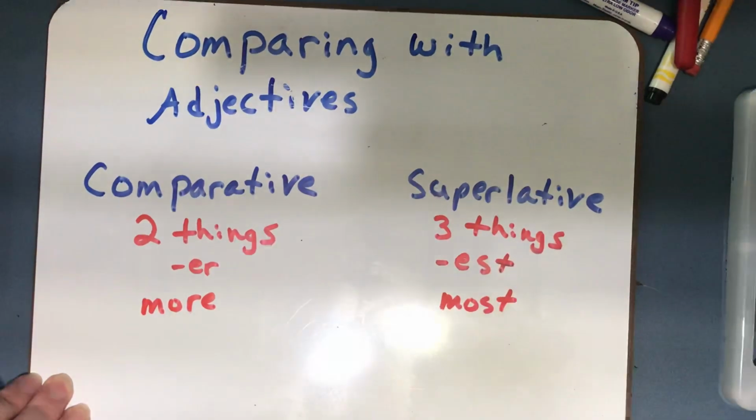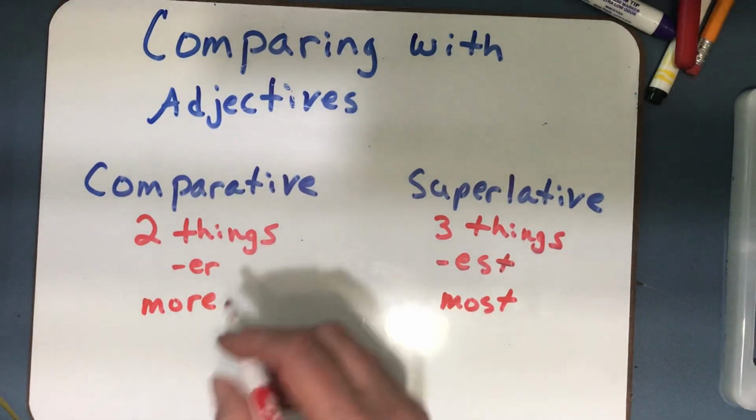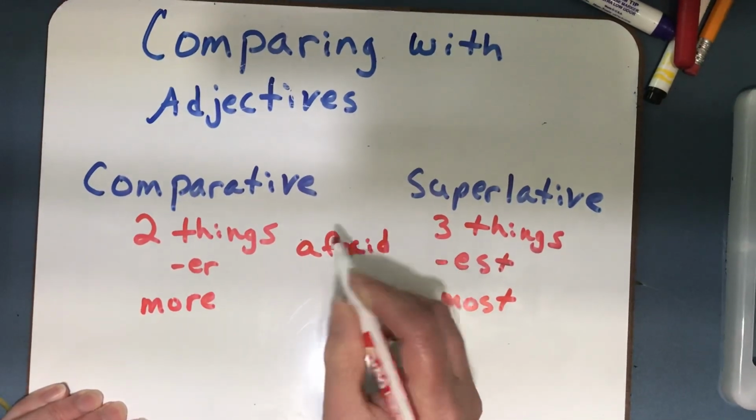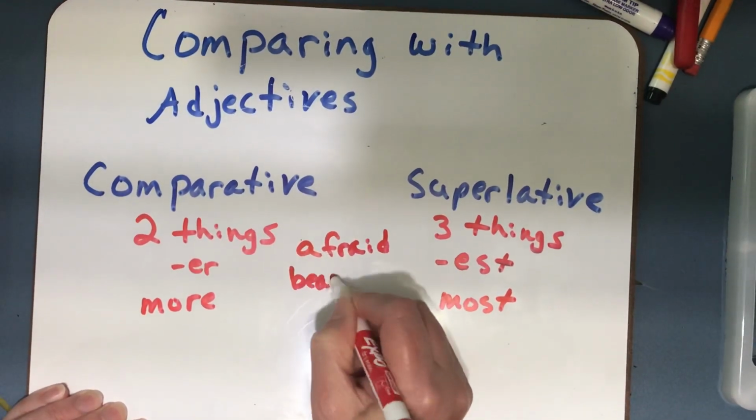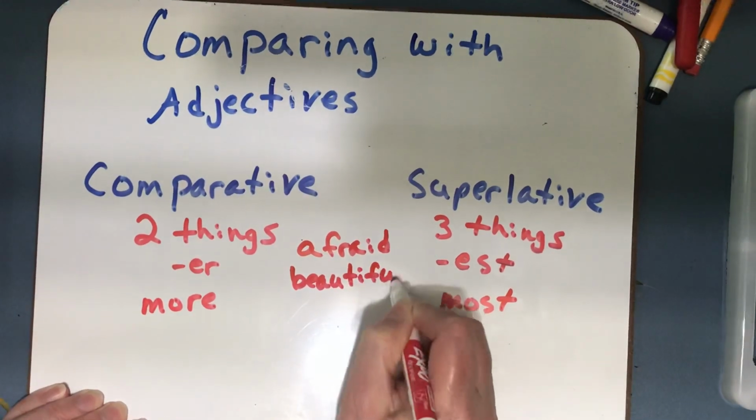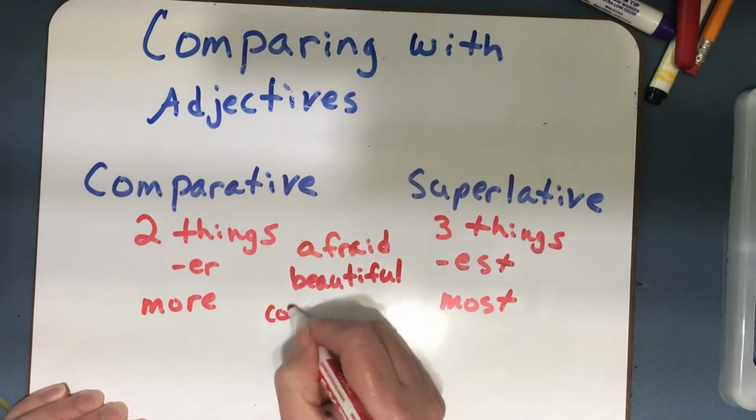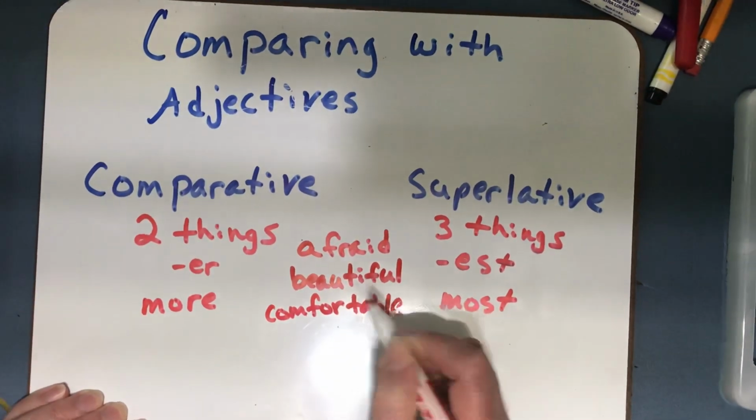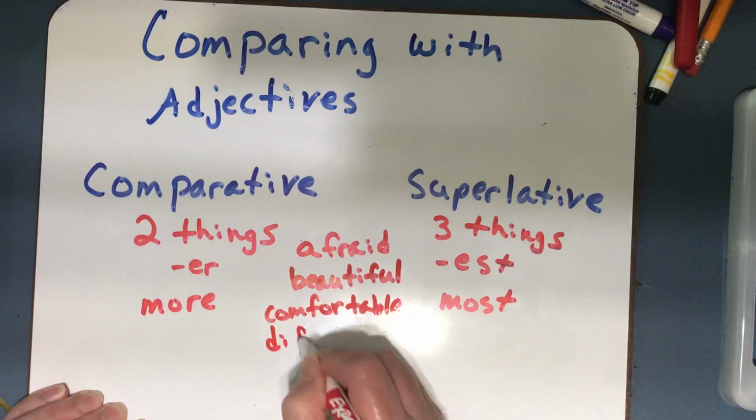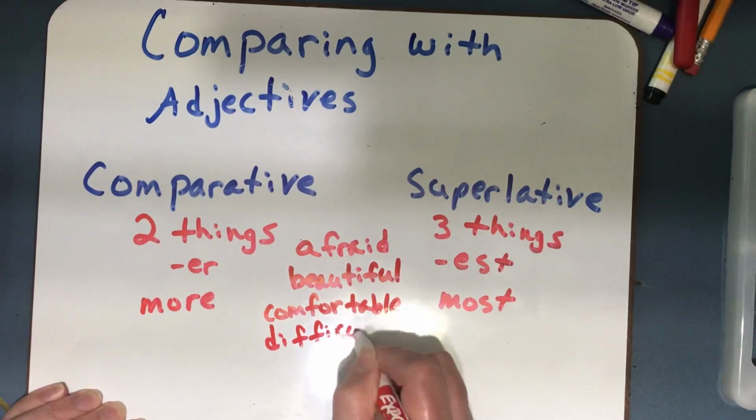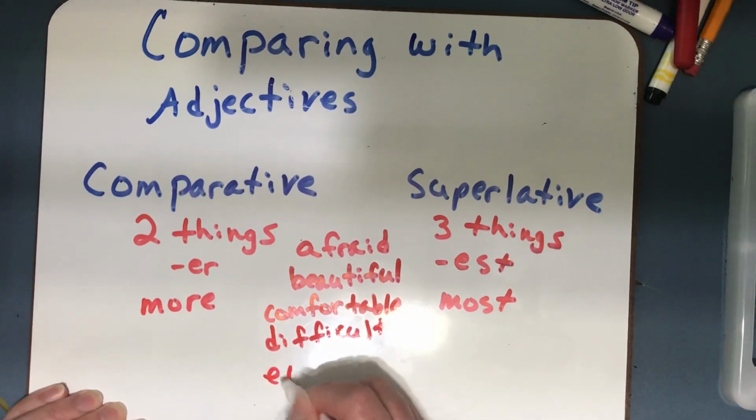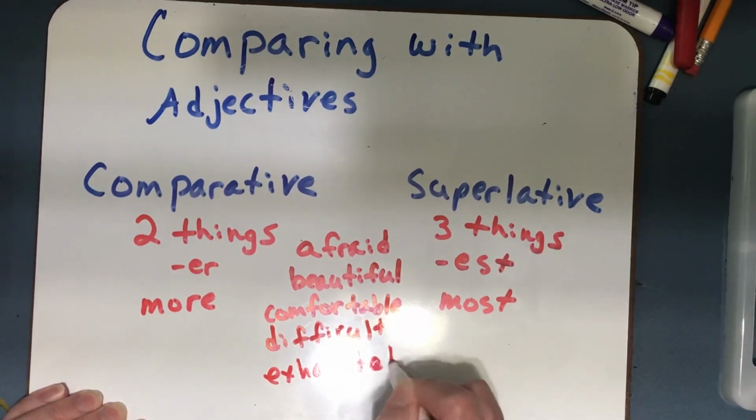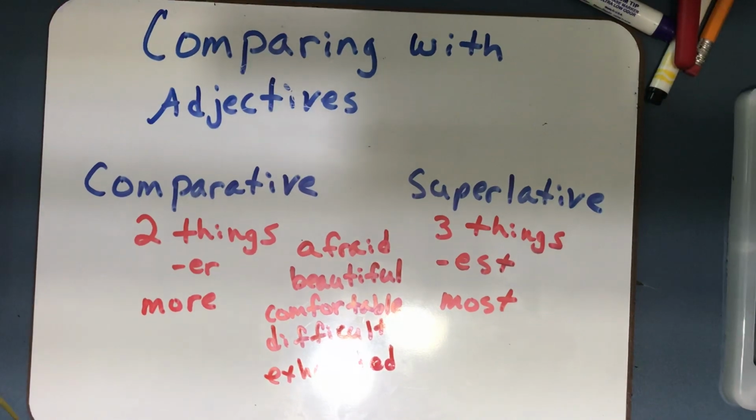And some words that we don't add ER or EST to are words like this: afraid and beautiful and comfortable and difficult and exhausted. These are not all of the words that we don't add ER or EST to. They're just some of them, some examples.